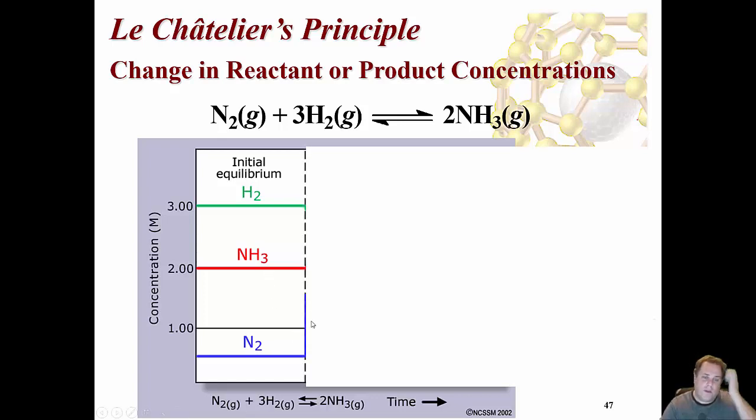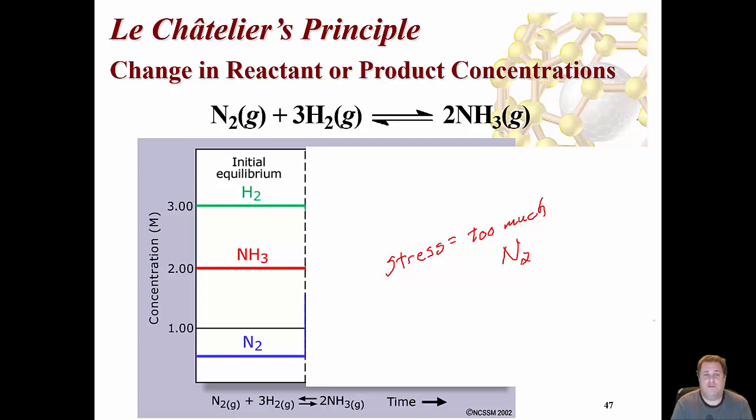So here we can see that this blue line jumps up at this point, which means from a graph standpoint, instantaneously the concentration jumped up. That tells us that we've added N2. So the stress we're having here is too much N2. Our stress equals too much N2. Well, again, our reaction can only respond in one of 3 ways.